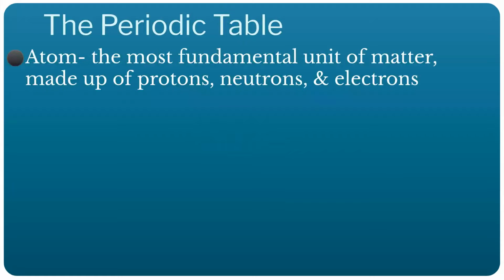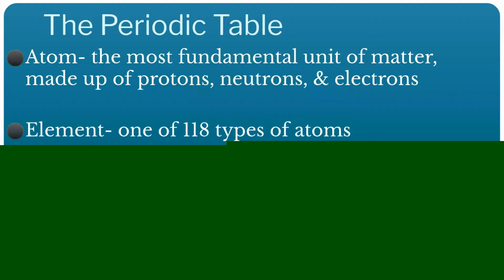Of course, you just took a test over this, but atoms are the most fundamental unit of matter. They are made up of protons, neutrons, and electrons. And there are lots and lots and lots of atoms, of course, but there are only 118 or so different types of them. And those different types of atoms, we call elements. Now, I say 118 or so.